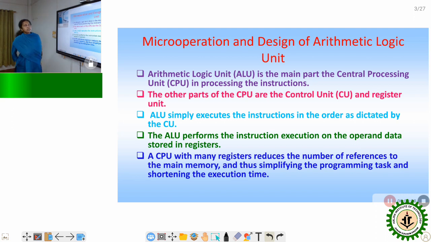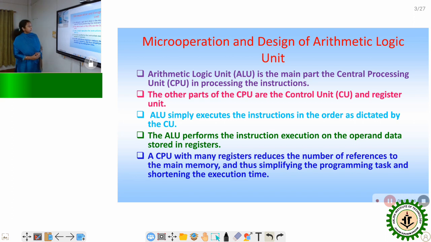Now the arithmetic logic unit is the main part of the central processing unit, and it processes the instructions. The other parts of the CPU are the control unit and the register unit, and the ALU simply executes the instructions in order as dictated by the control unit. The ALU performs the instruction execution on the operand data which is stored in the registers.